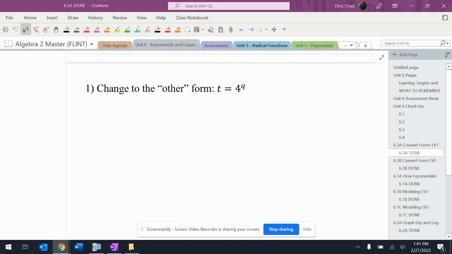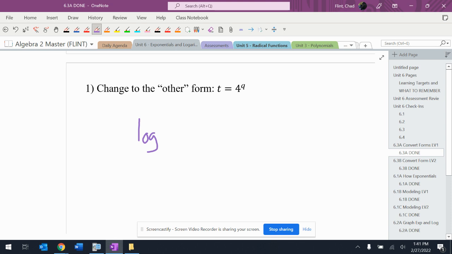All these questions are going to say change to the other form to start with. That means if it's in exponential, change it to a logarithm. If it's in a logarithm, change it to an exponential. I always just start by writing down, when I'm going to a logarithm, the LOG.